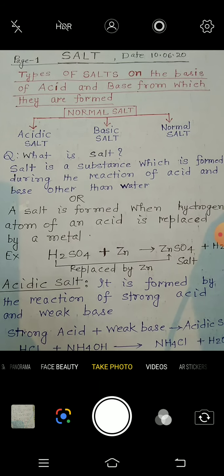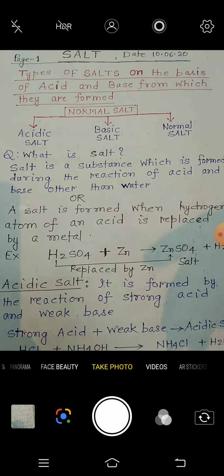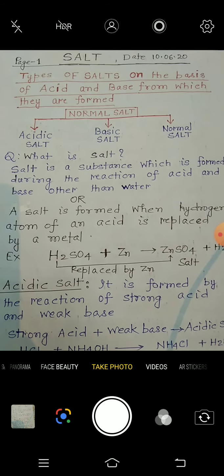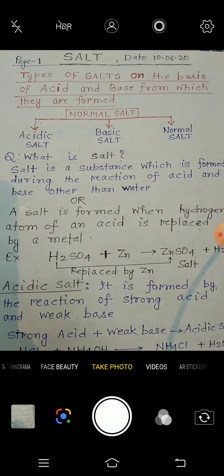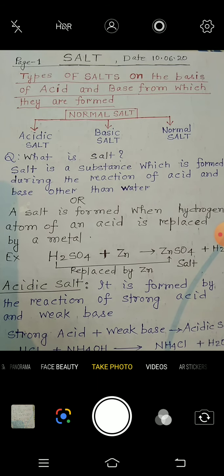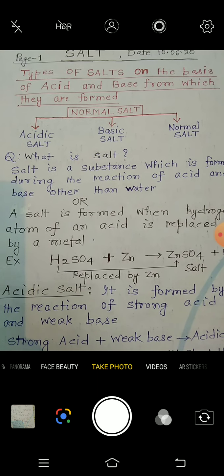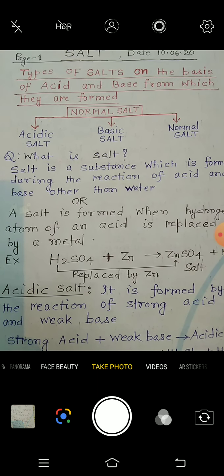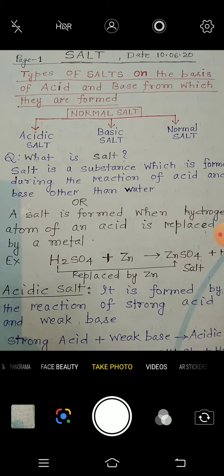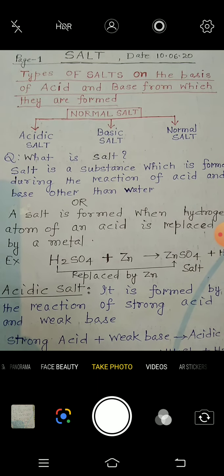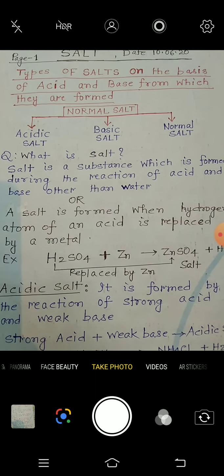So, today's topic is salt. In the previous class, I taught you the types of salt on the basis of the replaceable hydrogen atom and the hydroxyl group present in the formula of the salt.